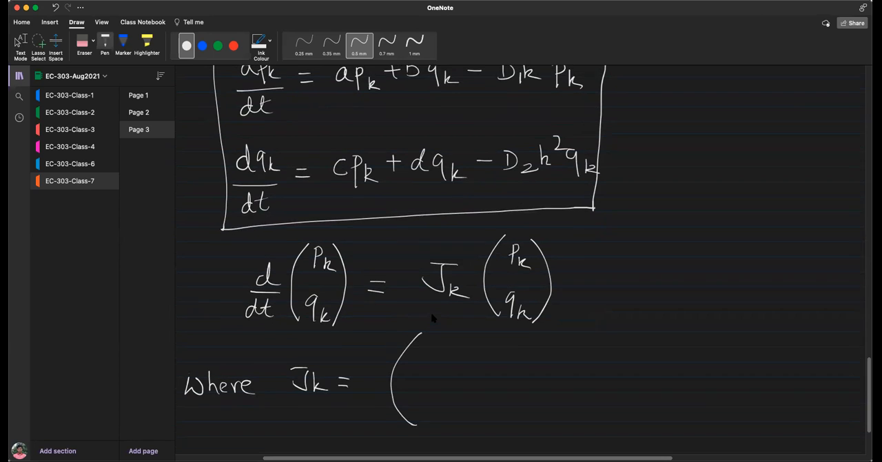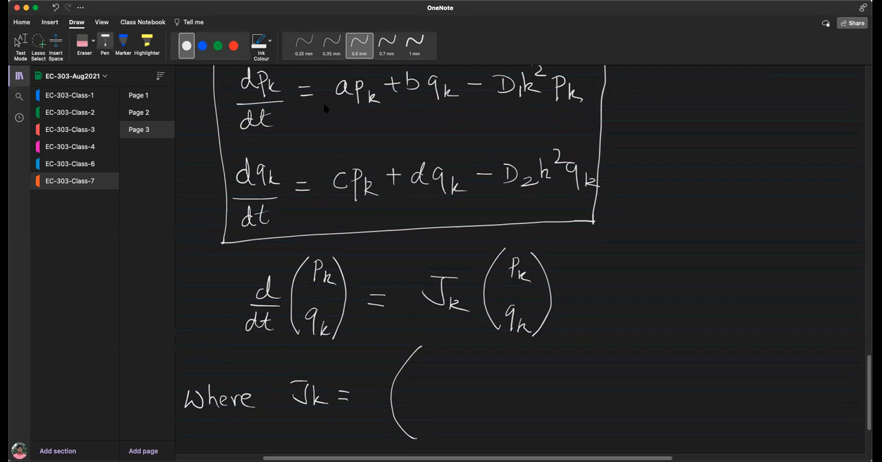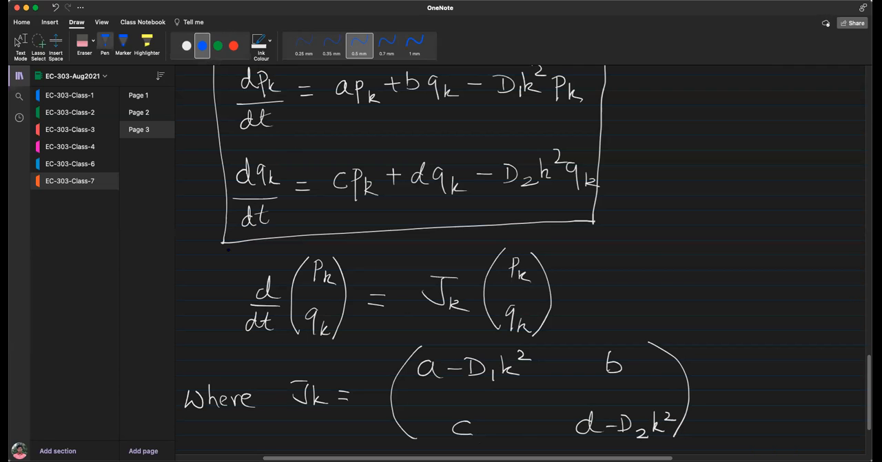Look at this now. What is the coefficient for p_k? First term, a minus d1 k squared, right? A minus d1 k squared. This remains b, this remains c, d minus d2 k squared. Do you all agree with this?